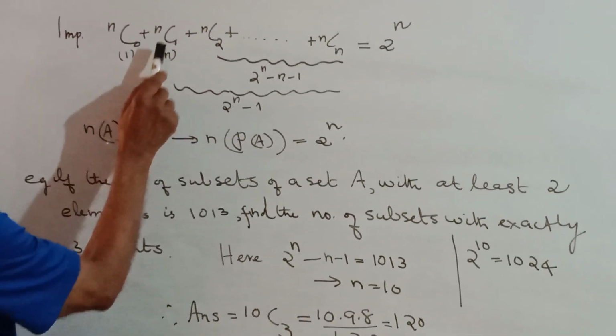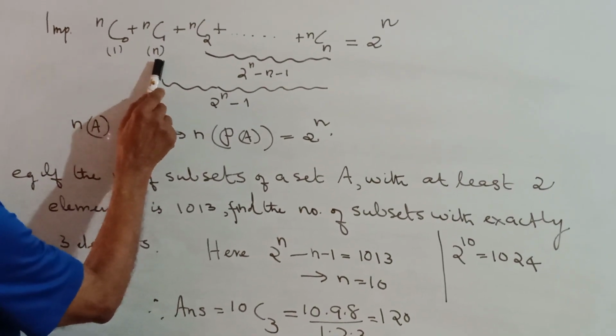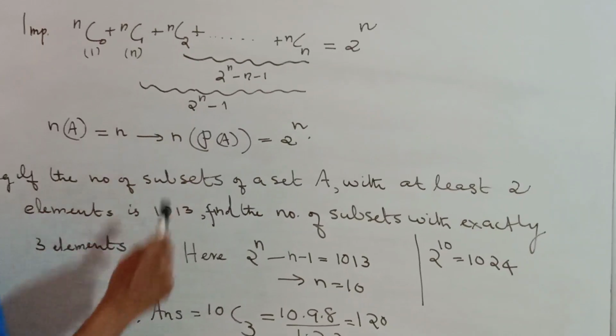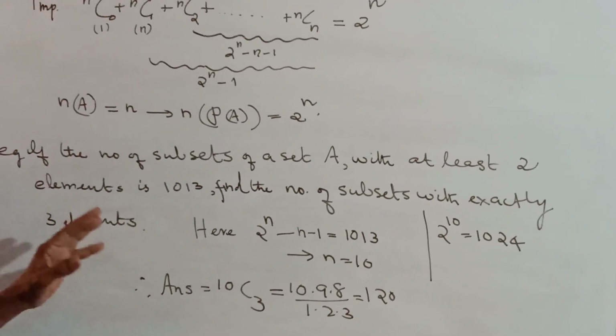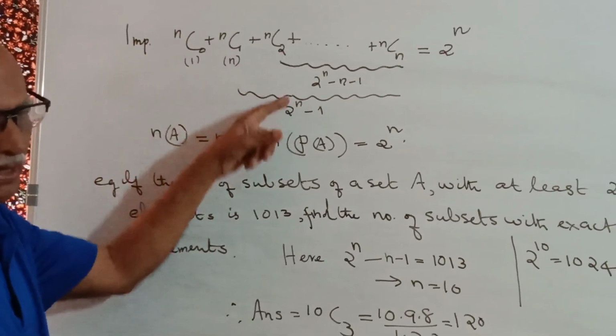nC0 is 1, nC1 is n, etc. All these results will come together in such questions. So make sure that you understand this formula.